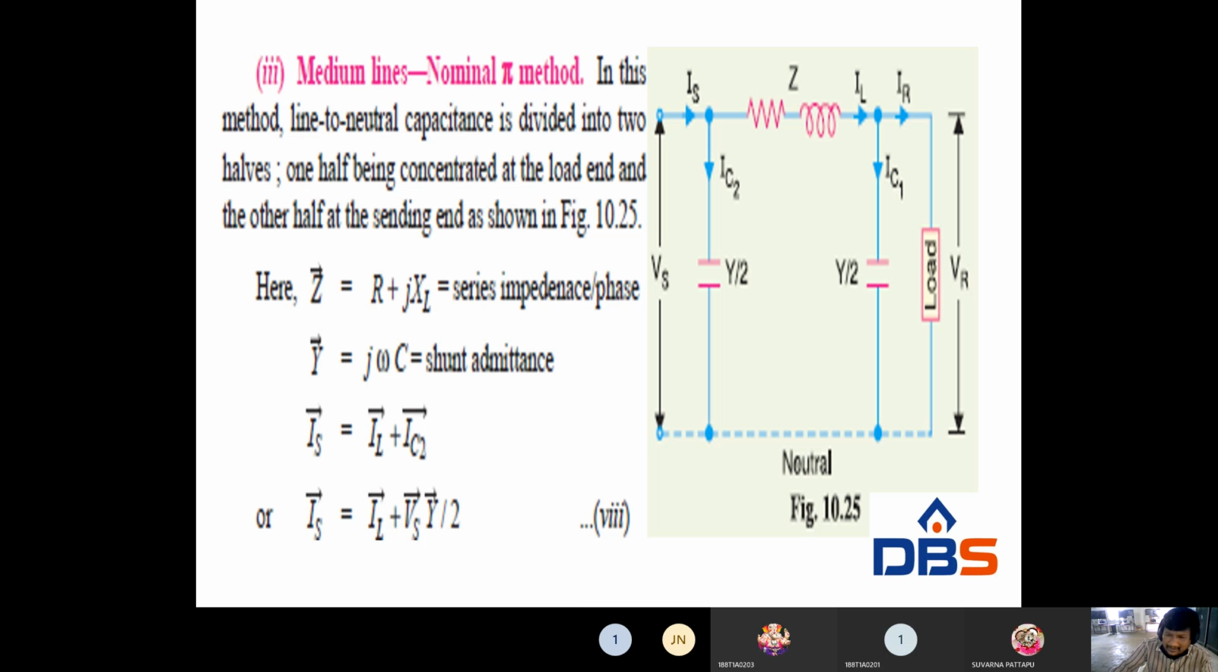Now here what is the sending end current? Sending end current is equal to IL plus IC by 2, not IC1. IS is equal to IC by 2 plus IL, right? The charging current is nothing but Y by 2 into Vs. So taken as equation 3.